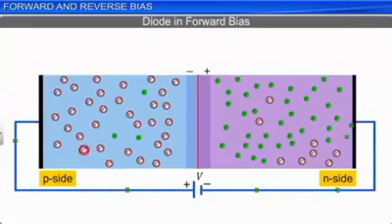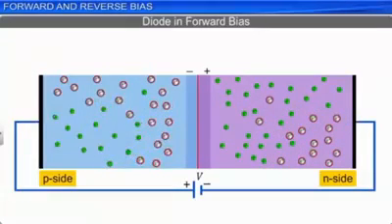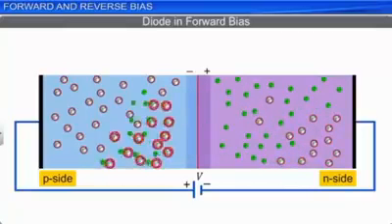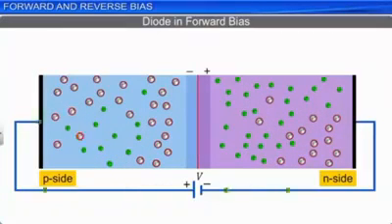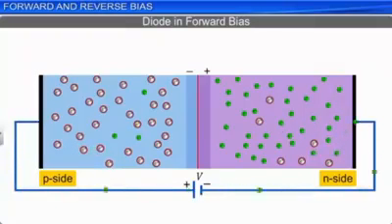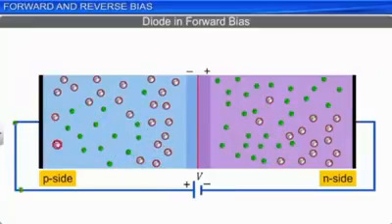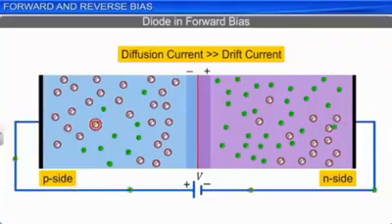But the drift current remains almost unaffected since the rate of formation of hole-electron pairs is almost constant and is independent of the electric field applied by the battery. Thus, the diffusion current exceeds the drift current, and a net current flows from the p side to the n side in a forward biased diode.